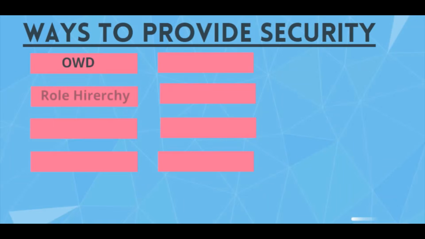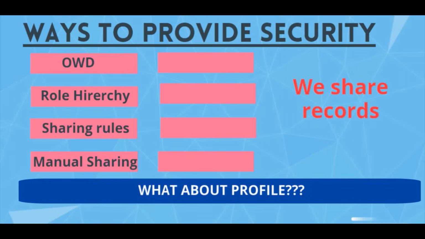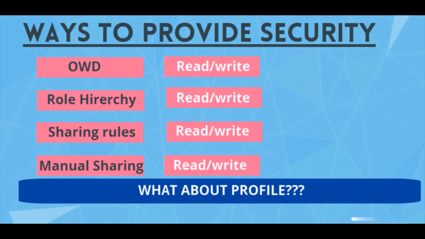So we have multiple ways to provide security: OWD, row level hierarchy, sharing rules and manual sharing. What about profile? Yes, we'll come to that. So why do we have all these security settings? These security settings will provide read-write access to the records which we don't own. Any record that is created by us by default will have read and write access. But for the records which we don't own, those records will be shared by this OWD, row level hierarchy, sharing rules, manual shares. So all these settings will provide read-write access to the records.